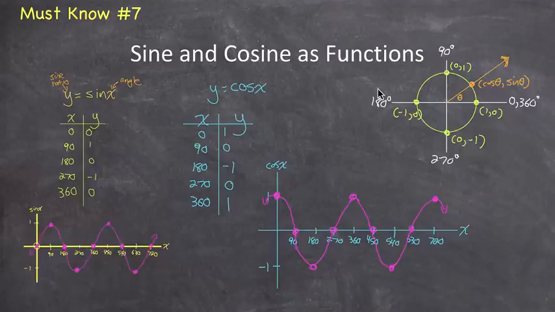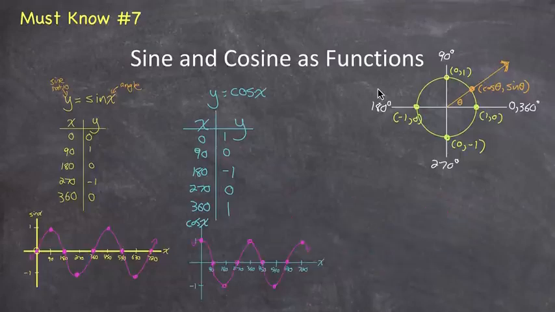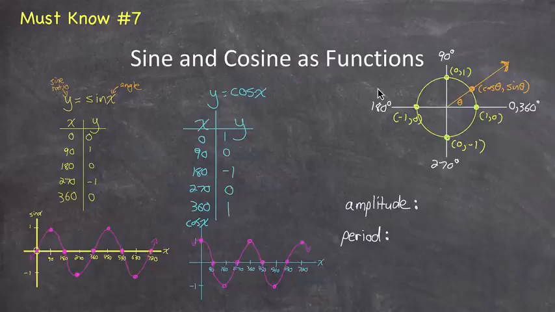Let's talk about a couple key properties of these graphs. The two things we need to look at are called the amplitude and period of these functions. The definition of amplitude is that it's half the distance between the max and min y values of a periodic function. Well, for both sine and cosine, the maximum y value is 1, and the minimum y value is -1. So the full distance between max and min is 2, half of that is 1, therefore the amplitude is 1.